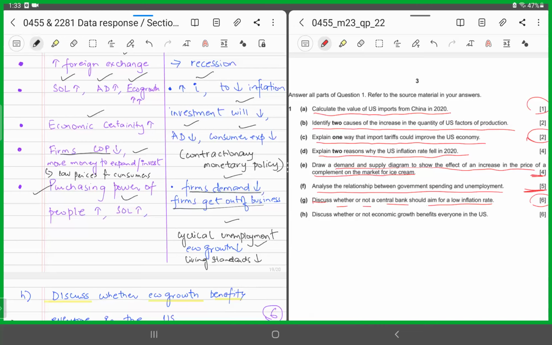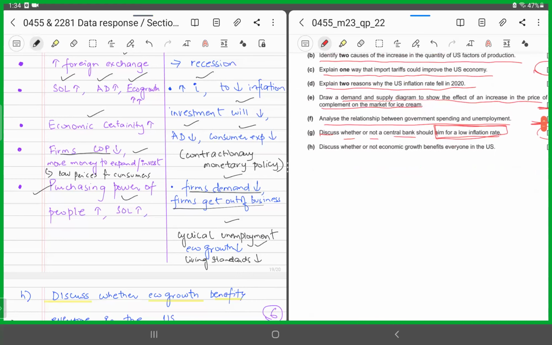So the decision of whether or not a central bank should aim for a low inflation rate would depend upon whether the merits outweigh the disadvantages, right? It must not lead to cyclical unemployment or cause the economy to go into a recession.